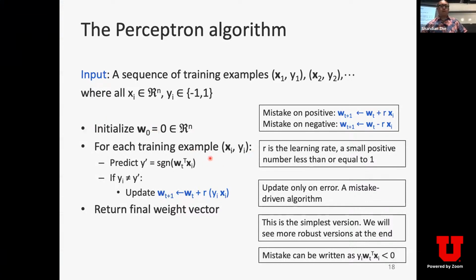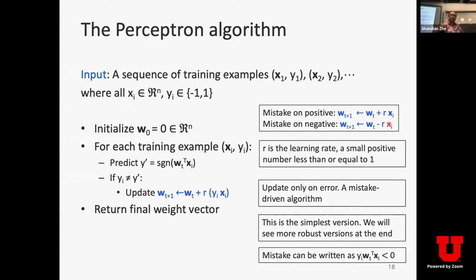According to the true label for each example, we'll have 2 updating rules. If you make a wrong prediction on a positive example, that means yi is 1, so your update rule will be: add r times the feature vector to wt. If you make a wrong prediction on a negative example, that means yi is -1, then your updating rule becomes subtracting r times xi from wt.